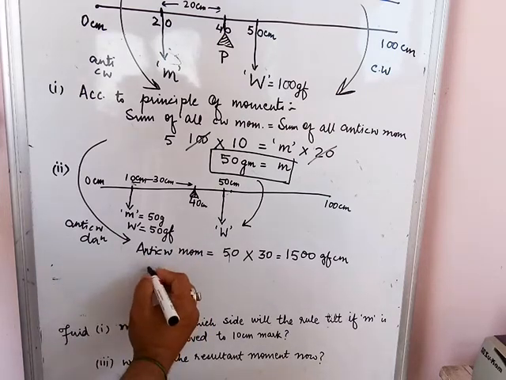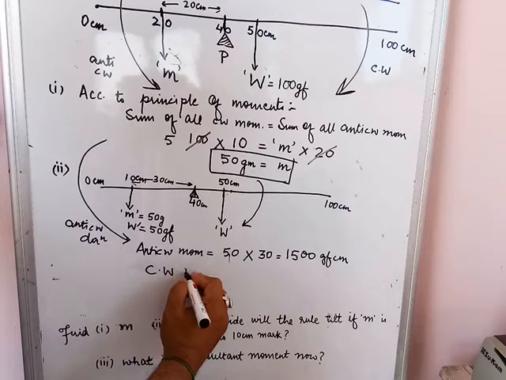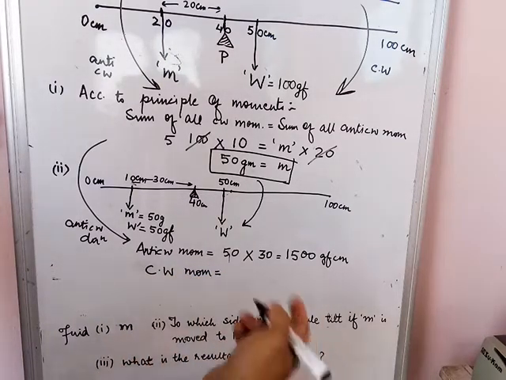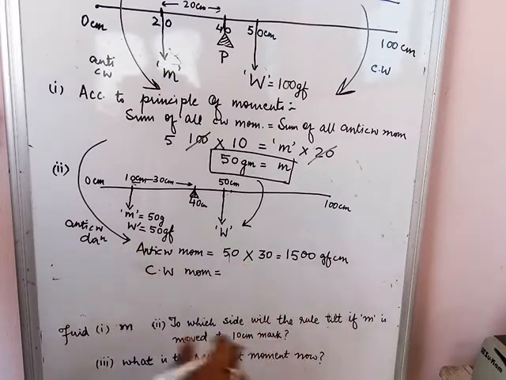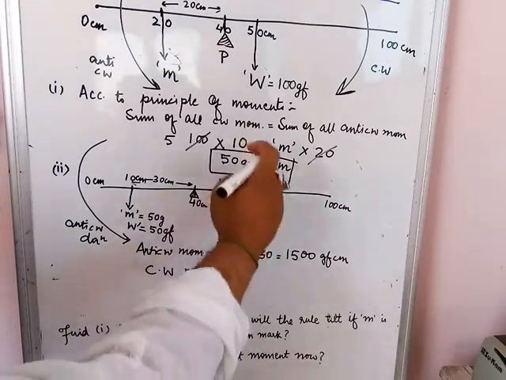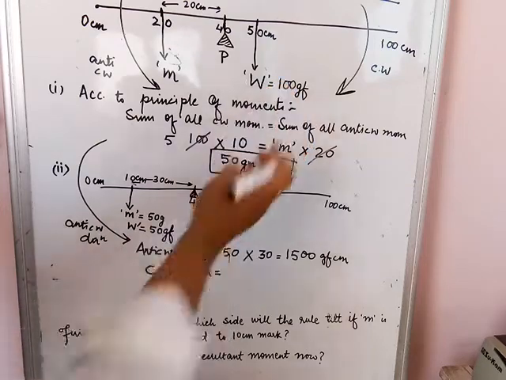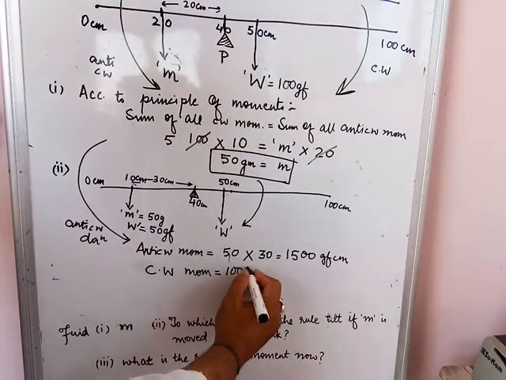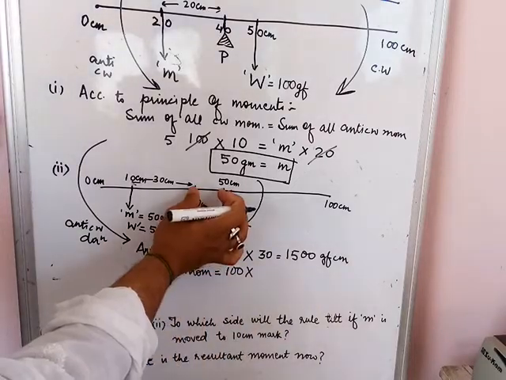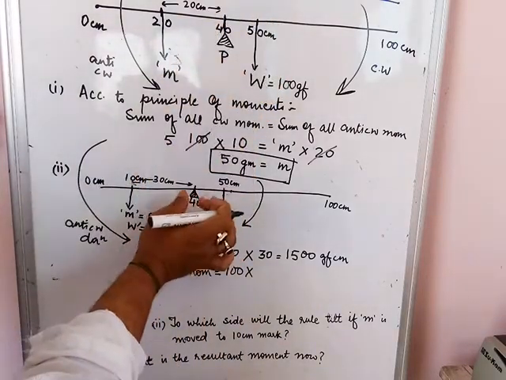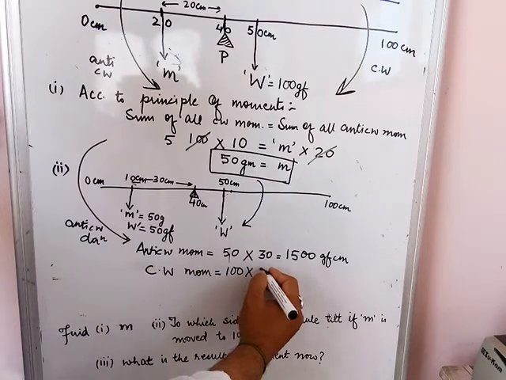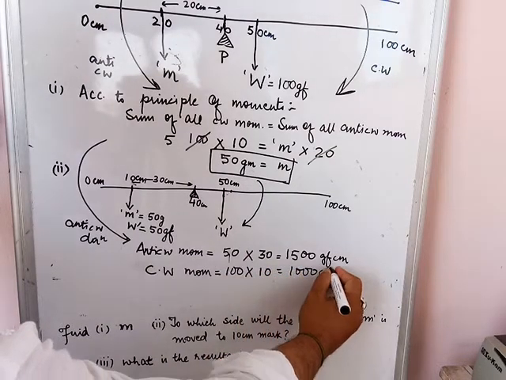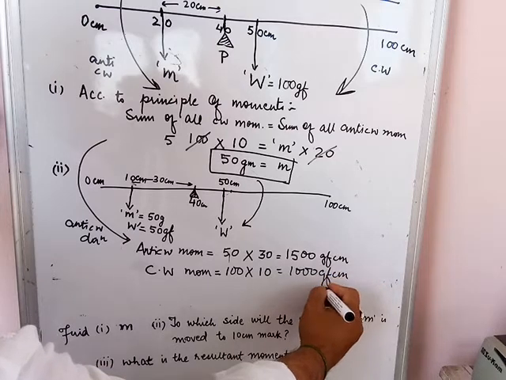Now the clockwise moment. Clockwise moment, again the formula is force multiplied by the distance. Force this side, as you can see, we did not change W value. W value is still 100 gf. So 100 multiplied by this distance, which we also did not change. So 40 to 50, the distance is 10. So this is going to be 1000 gf cm.